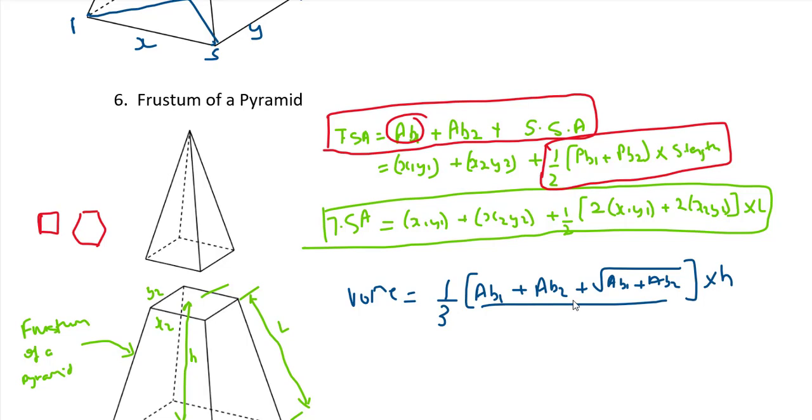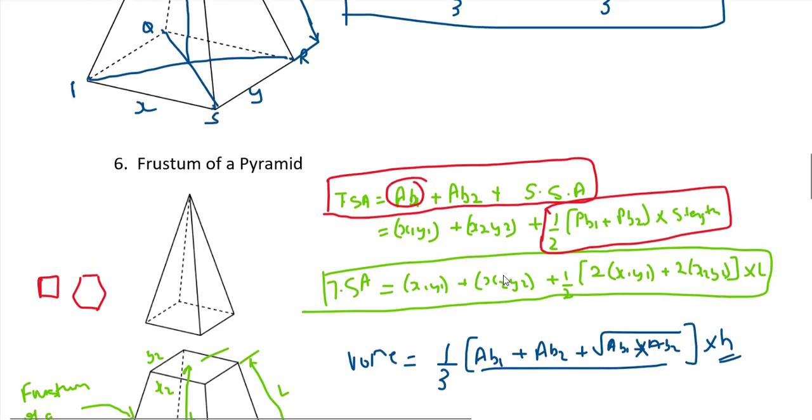So there is a derivation behind this. We are not going into the derivation, we are directly using the result. The volume will be given by 1/3 of (area of base 1 plus area of base 2 plus square root of area of base 1 into area of base 2), and this whole thing will be multiplied by the vertical height h.